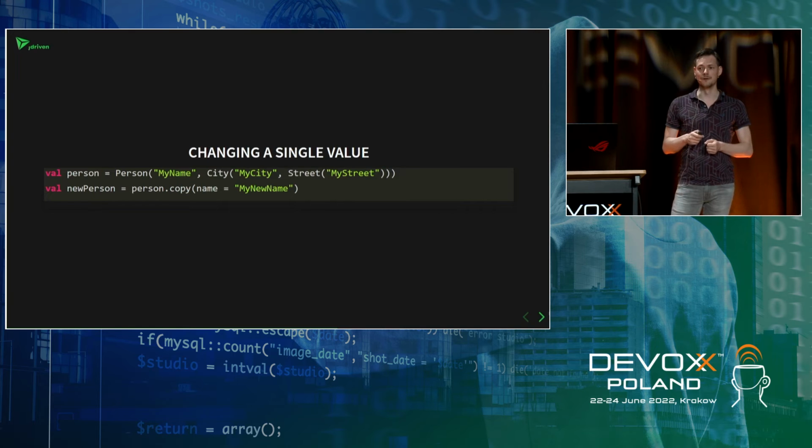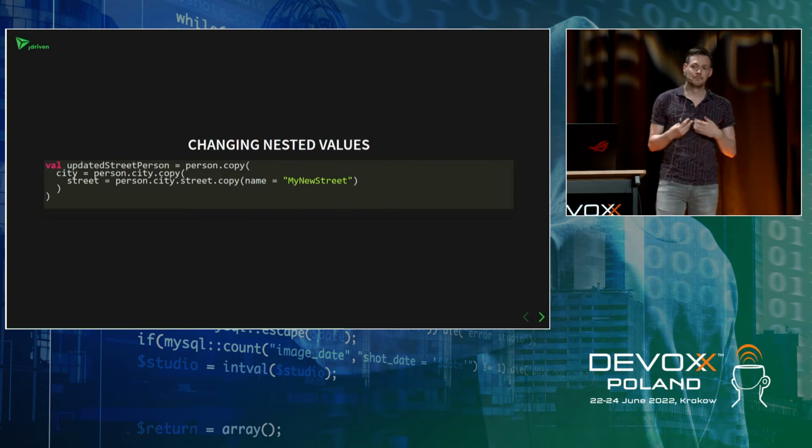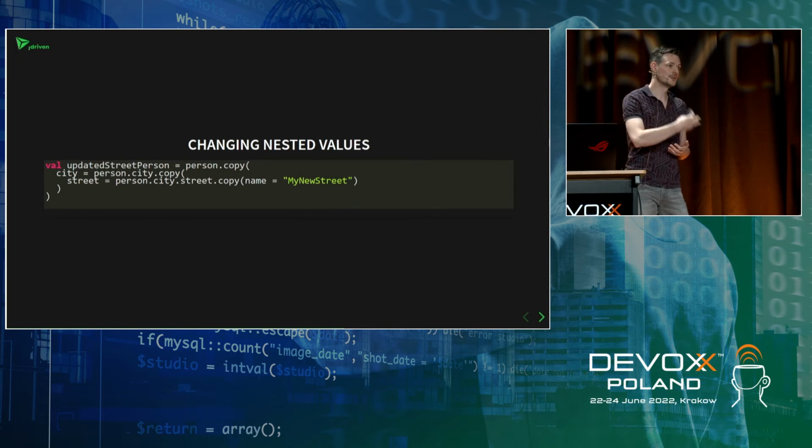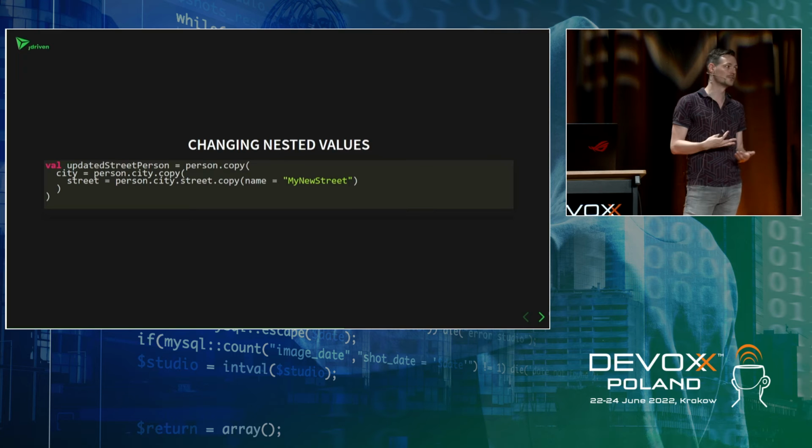The problem, however, is what if I want to change the street's name in an immutable data structure? Because it's nested immutable objects. Then we kind of have to do person.copy, set the city property, do person.city.copy, set the street property, and do the person.city.street.copy, and we can finally set our new city name. And as you can see, this is quite cumbersome.